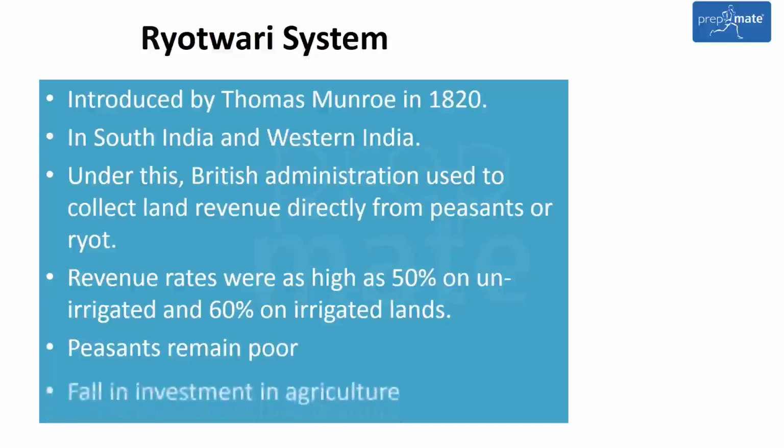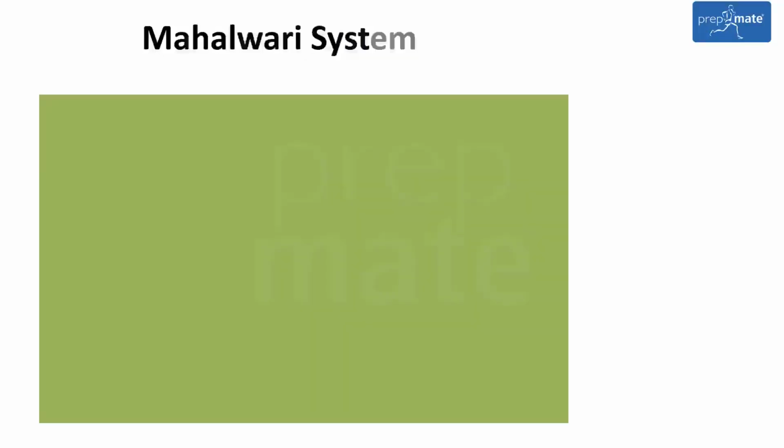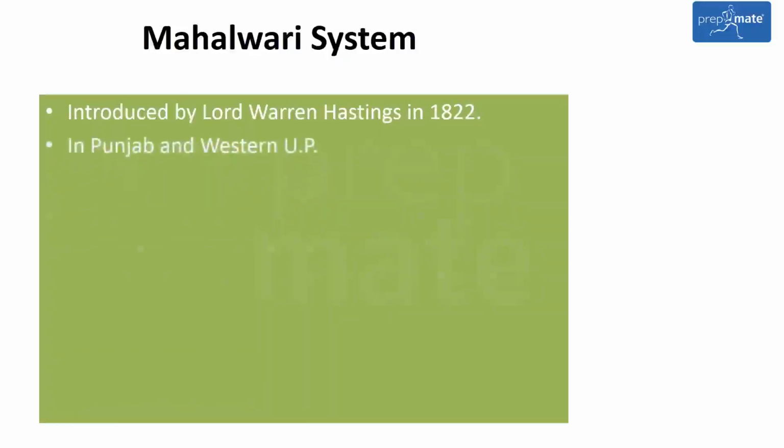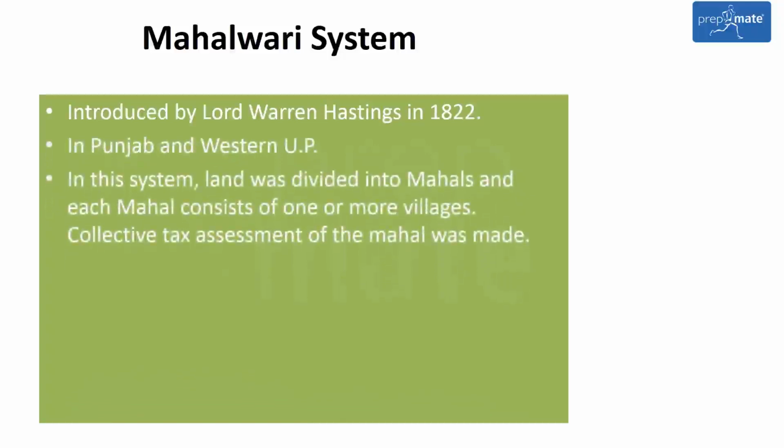Mahalwari system. In 1822, Mahalwari system was initially introduced by Lord Warren Hastings, then Governor General of Bengal, in Punjab and western UP. Land was divided into mahals, and each mahal comprised of one or more villages. Collective assessment of mahal was made.